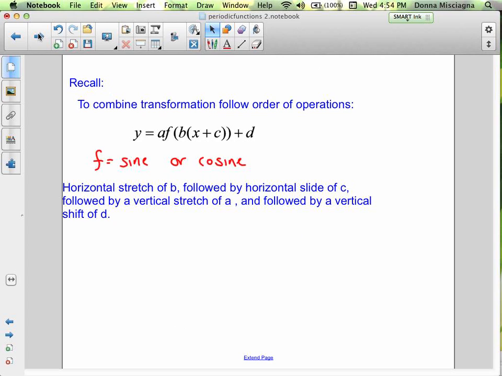All right, so recall, to combine transformations, we have to follow order of operations. All right, so if we look here, y equals a f of b x plus c, plus d. That's lots of letters. F just means the function. That's sine or cosine. So we want to make sure that we take care of the period changes and the amplitude changes first before we take care of our phase shifts and our vertical shifts. All right, so we're going to stretch before we do a horizontal shift, and we're going to vertically stretch by a factor, whatever our amplitude is, before we translate. Okay?